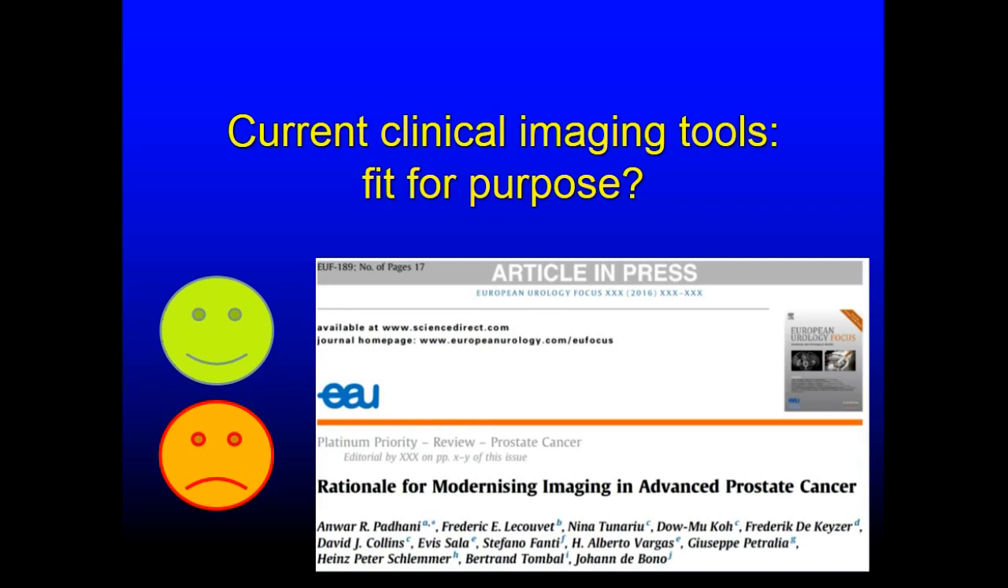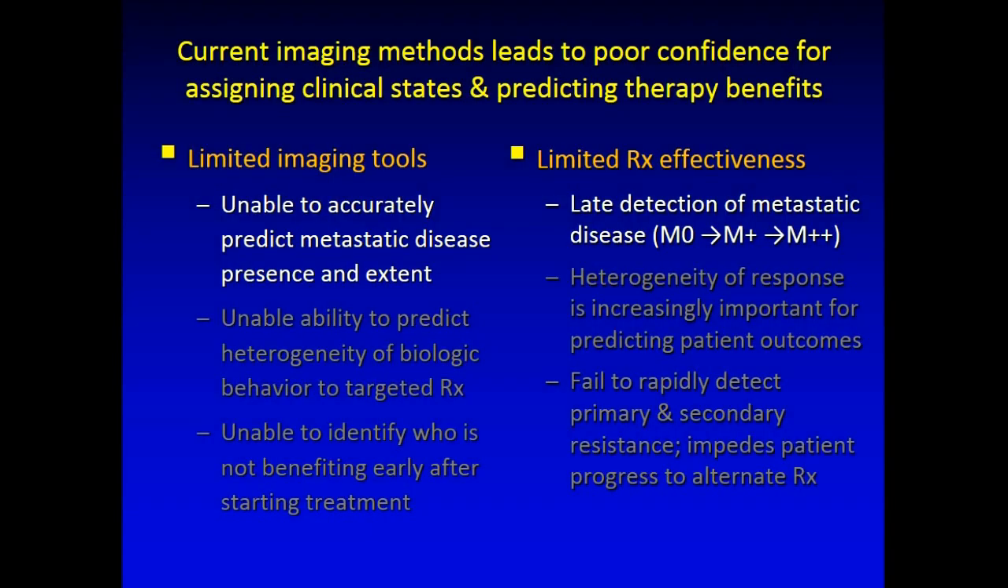So we should ask the question whether we think that the current clinical tool set is in fact fit for purpose. My view is that the current imaging methods lead to poor confidence for assigning clinical states and for predicting therapy benefits. In fact, when we think patients have M0 disease, many a time they have M+ disease, and when we think they have oligometastatic disease, they have polymetastatic disease, and I'll show you some evidence behind this.